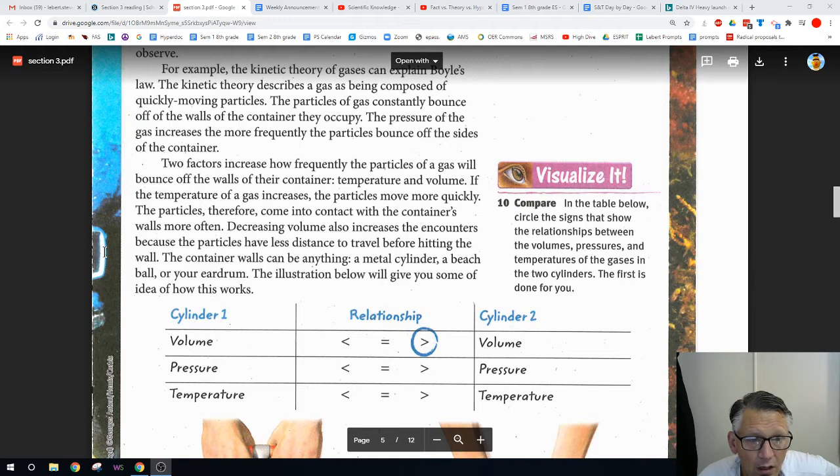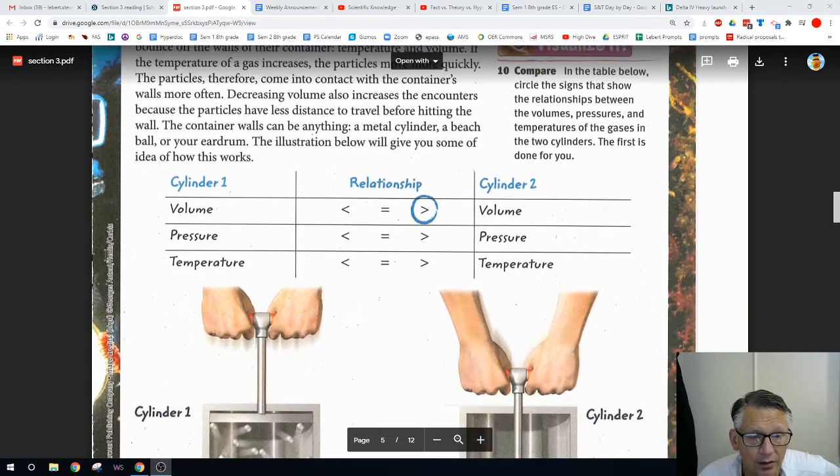The container wall can be anything: a metal cylinder, a beach ball, or your eardrum. The illustration below will give you some ideas on how this works.